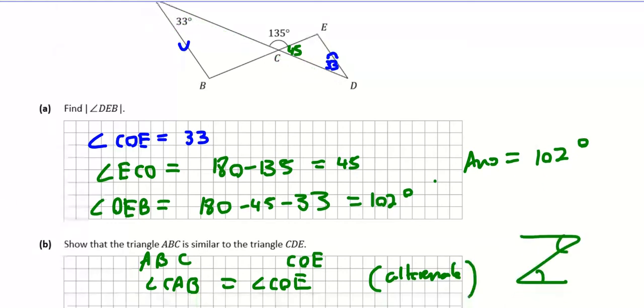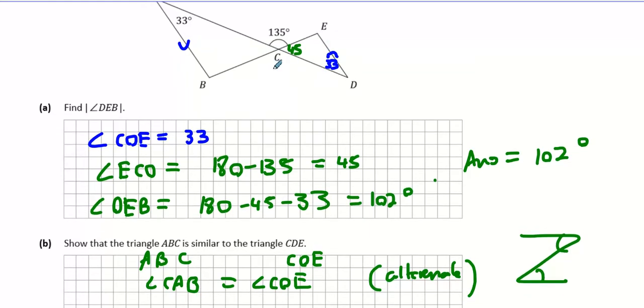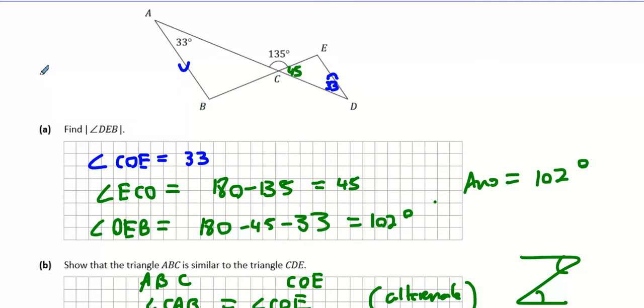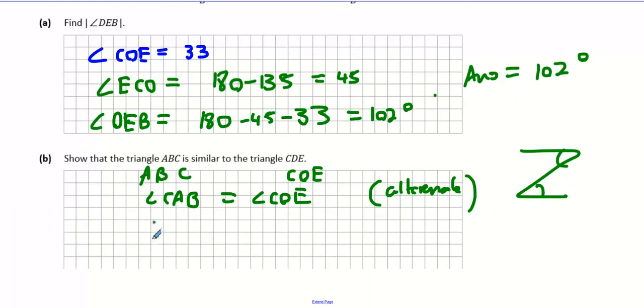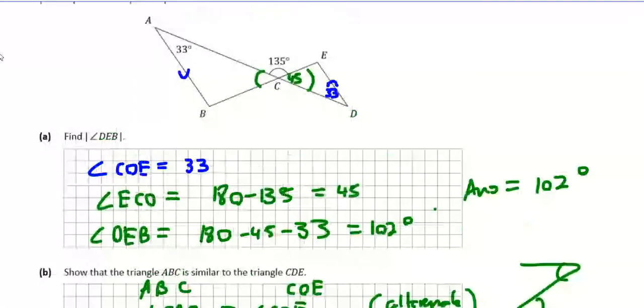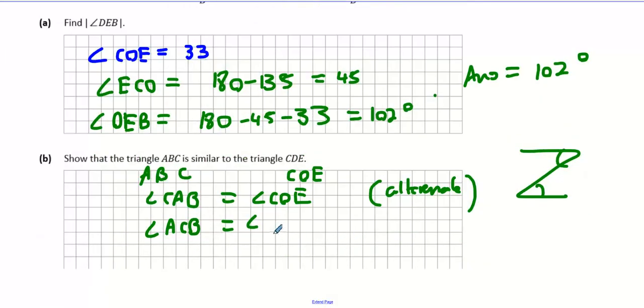Now, what's the next one we're going to do? ECD has to be the same as ACB because they're vertically opposite each other. So angle ACB equals angle ECD. Reason being, they're vertically opposite. So essentially this angle equals this angle, so vertically opposite.